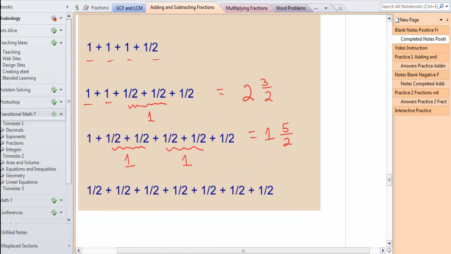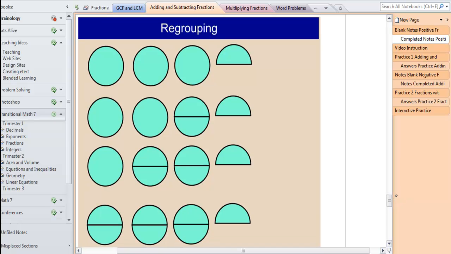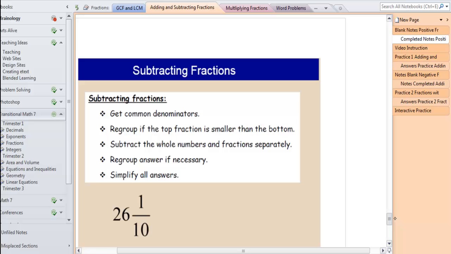And of course, if I wrote this as odd halves, where this is our first whole, this is our second whole, this is our third whole, then this would be written as 1, 2, 3, 4, 5, 6, 7/2. This is really important to understand when it comes to regrouping for subtracting, because we're going to have to borrow. Here's pictorially the same idea as what I just wrote out.